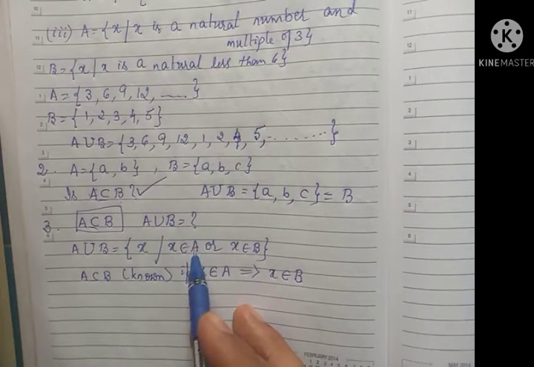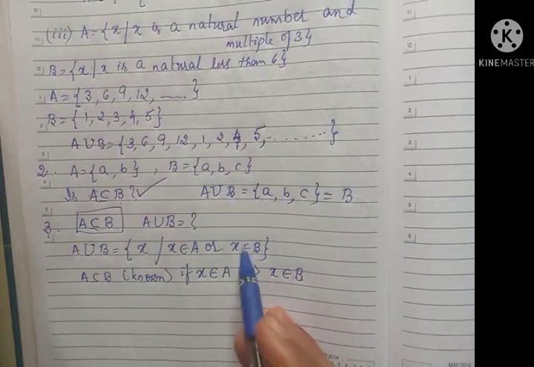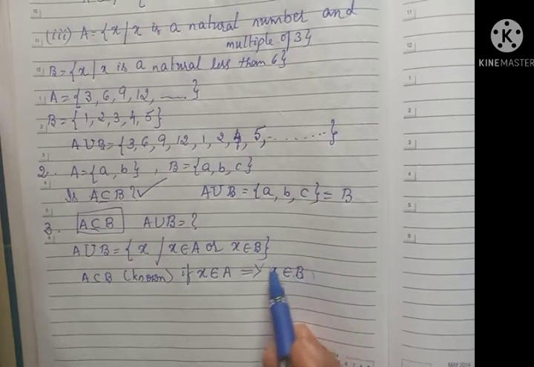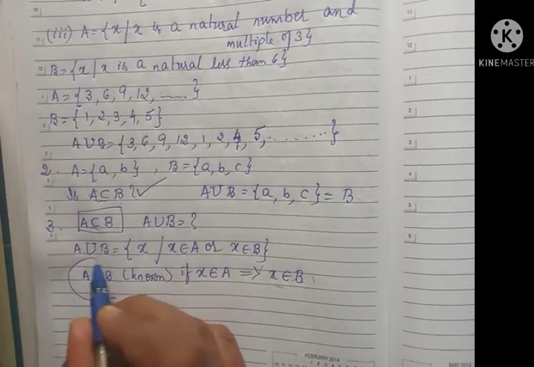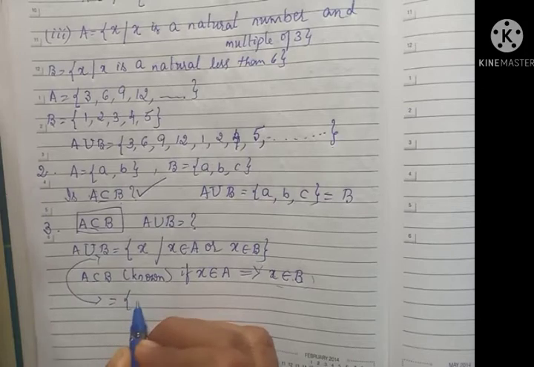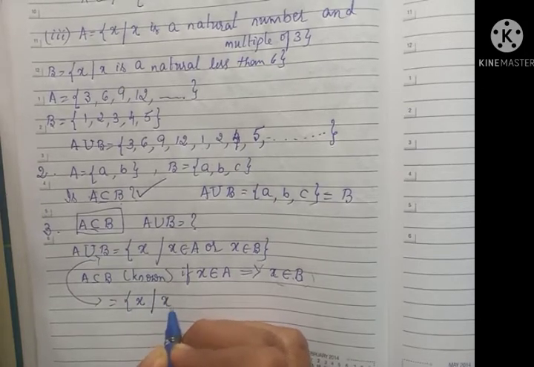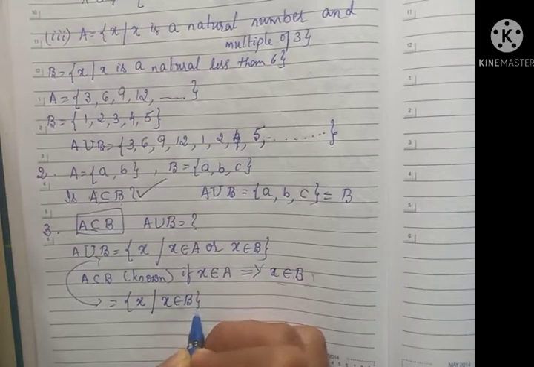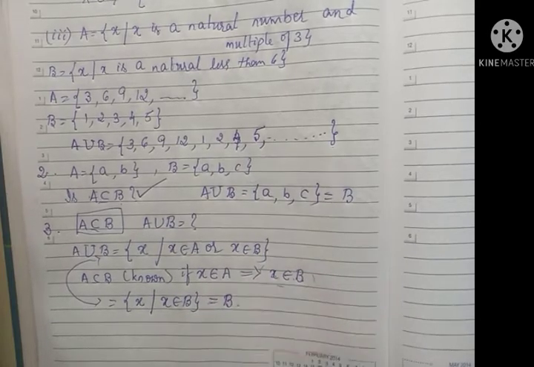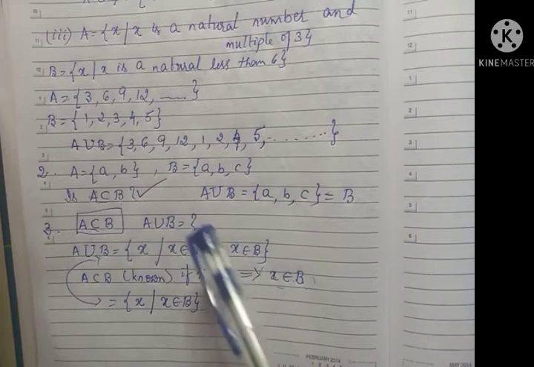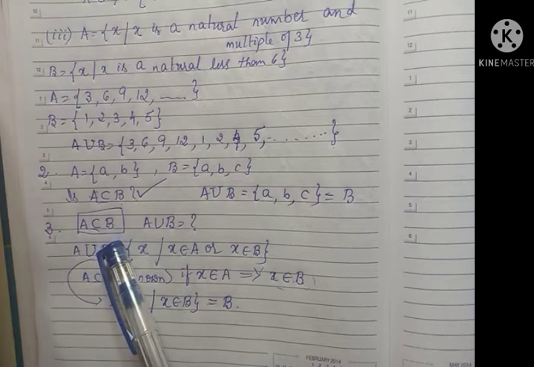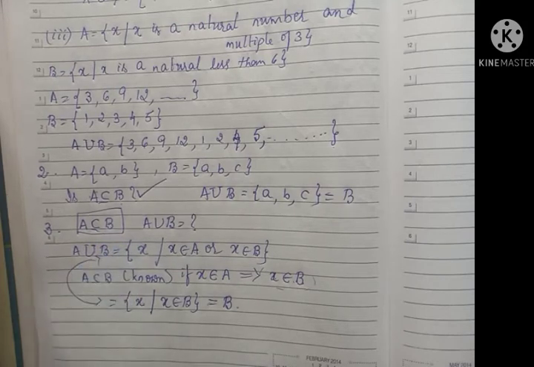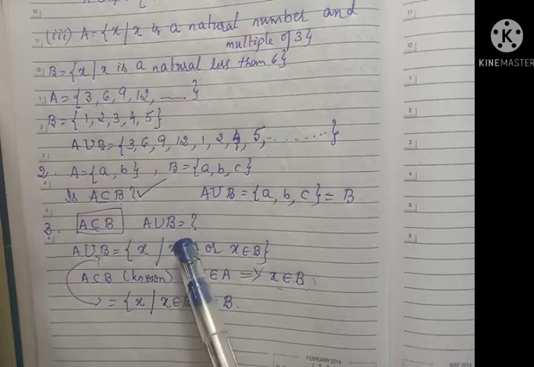So, either X belongs to A or X belongs to B. What is common between these two? That is, X belongs to B, isn't it? So I'll write the definition here: set of all X such that X belongs to B. This is nothing but B itself. So, A union B is equal to B if A is a subset of B. Similarly, if B is a subset of A, then A union B is nothing but A. Interchange the sets.